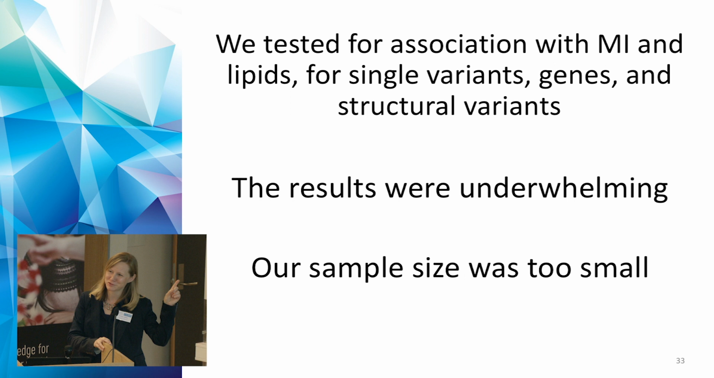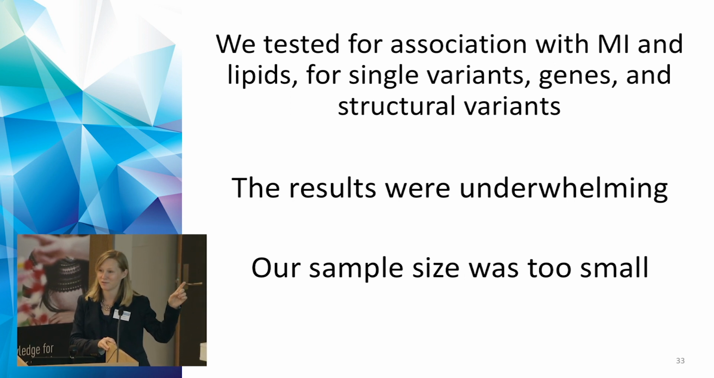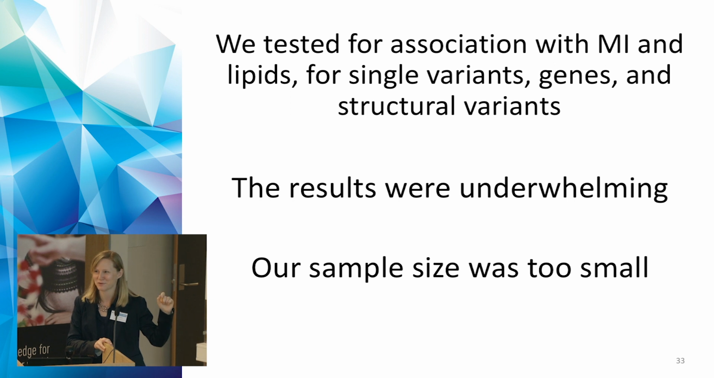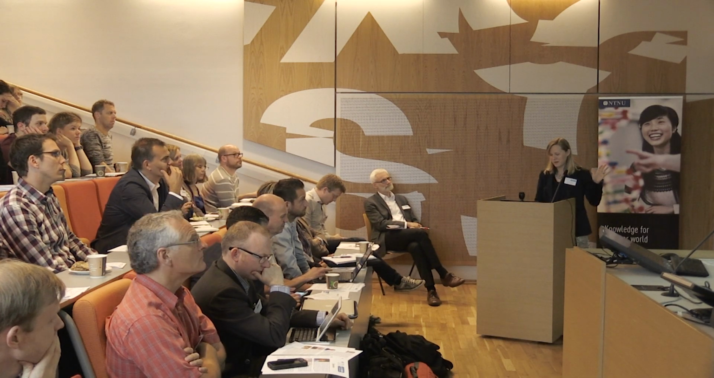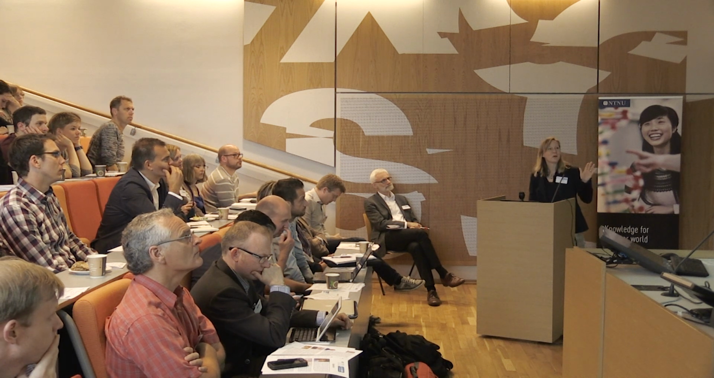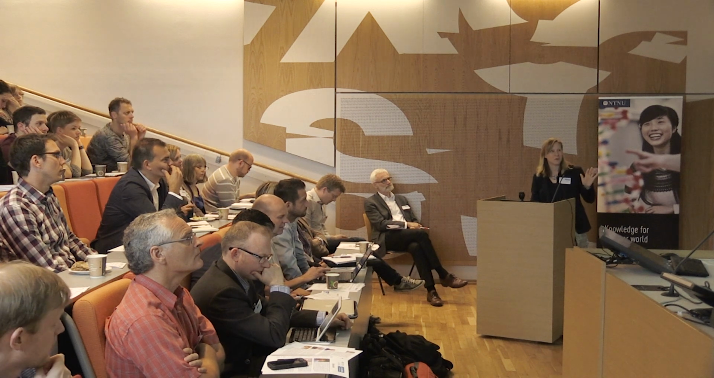But remember, I showed you that example of a paper with 70,000 MI coronary artery disease cases, 120,000 controls. They found 3 hits. So keep that in mind. We're studying 2,000 people here. There probably isn't any low-hanging fruit. We didn't really find anything. But that's okay. We know our sample size was too small. We need to move forward.